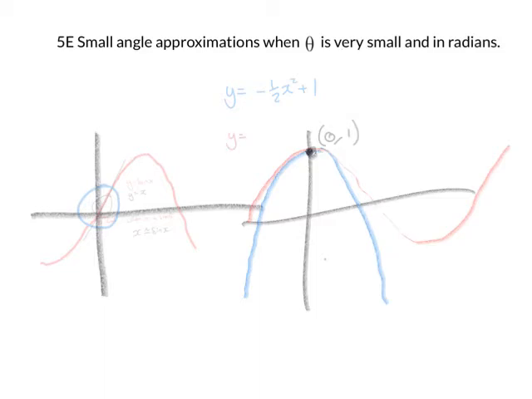And since the red line is y equals cos x, and we're looking at x when it's small, we can say that cos x is approximately equal to minus a half x squared plus 1.